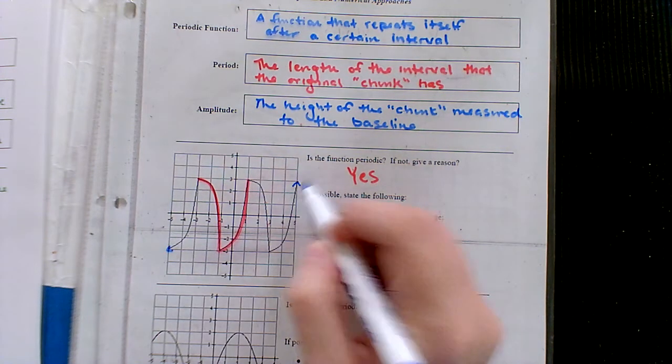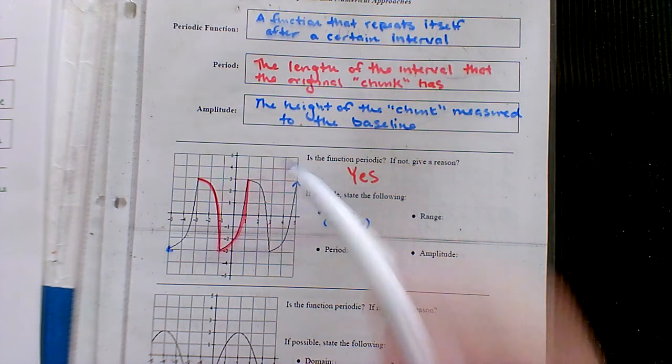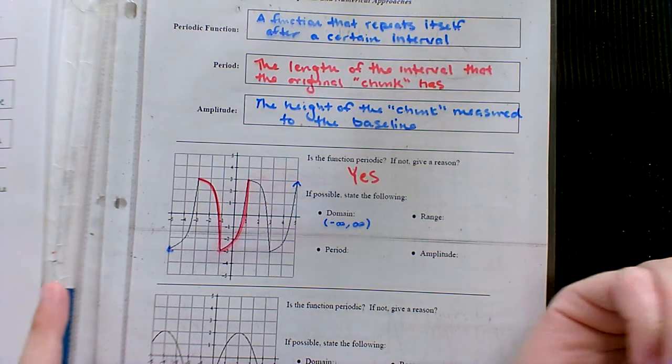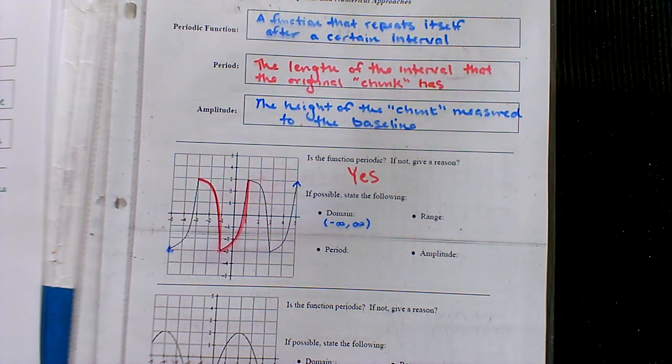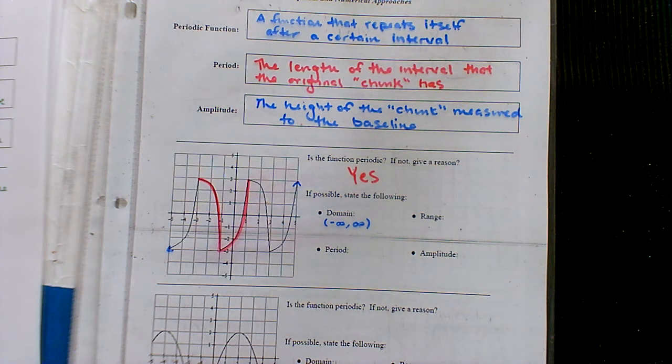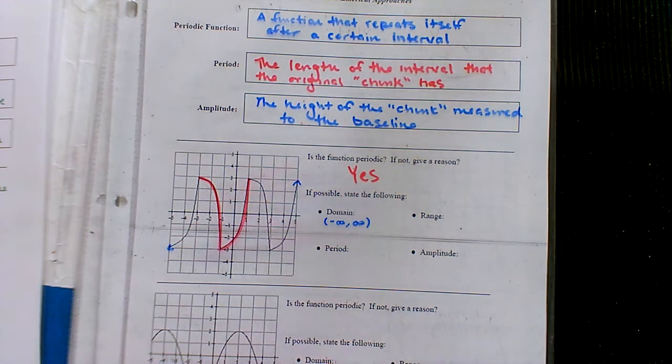We could probably assume that there's arrows on the end. Not that the arrow is going to go infinitely up or infinitely down. The arrows in this case, since it's periodic, just means that the pattern is going to repeat itself. But it will go forever to the left and forever to the right. What about the range? How far low to high does this graph go?